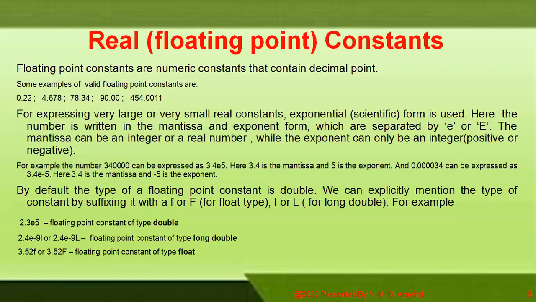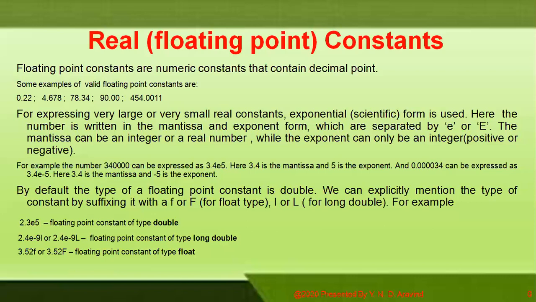So the mantissa can be an integer or a real number, while the exponent can only be an integer, positive or negative. And by default, the type of floating point constant is double. We can explicitly mention the type of the constant by suffixing it with a small f or capital F, small l or capital L. For example, here 2.3E5.